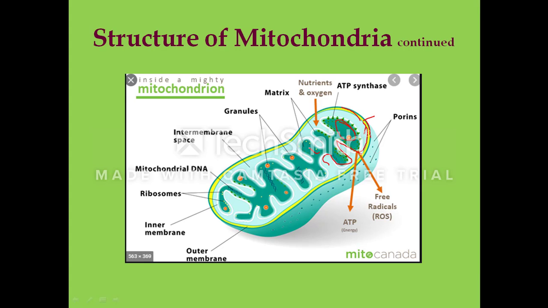For example, myocardial or skeletal tissue have more cristae compared to liver cells. The central portion of the mitochondria is called the matrix, which has many enzymes and molecules necessary for ATP synthesis. The matrix also has certain molecules like carbon dioxide, and it has ribosomes, very essential for the synthesis of mitochondrial protein.